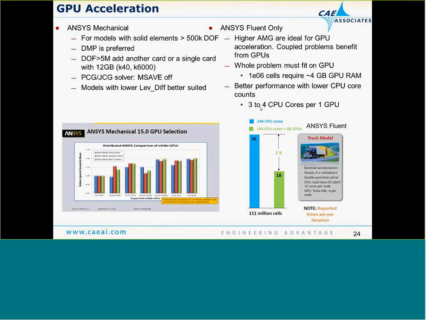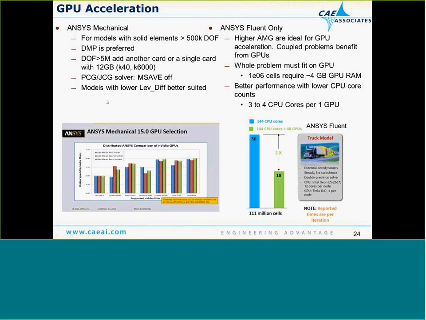The biggest limitation for GPU acceleration in a CFD environment is that the whole problem must fit on a single GPU card. The rule of thumb here is that 1 million cells is going to require about 4 gigabits of GPU RAM. I think our largest GPU card now is 12 gigabits that I'm aware of, so we're limiting ourselves to a 3 to 4 million point model, which in a CFD world isn't all that large. And the other thing to keep in mind, as the chart previously showed, is that the sweet spot for acceleration with Fluent tends to be about 3 to 4 CPU cores per 1 GPU card.